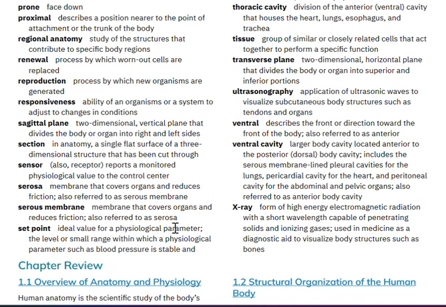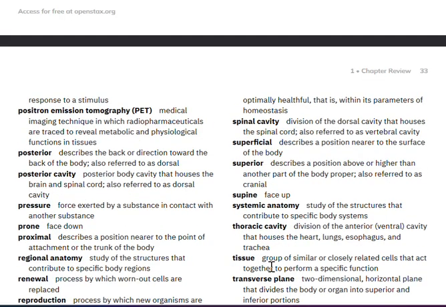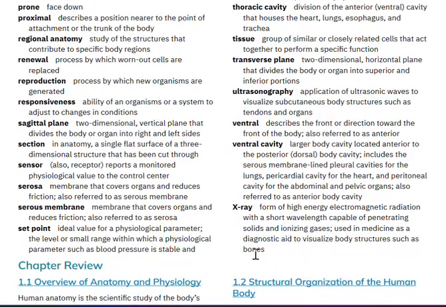Serous membrane, membrane that covers organs and reduces friction, also referred to as serosa. Set point, ideal value for a physiological parameter. Level or small range within which a physiological parameter such as blood pressure is stable, and optimally helpful within its parameter of homeostasis.